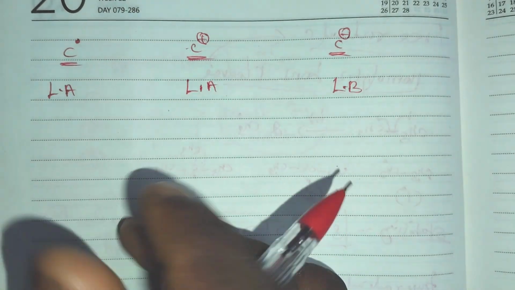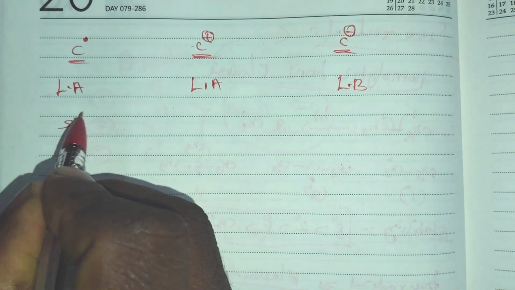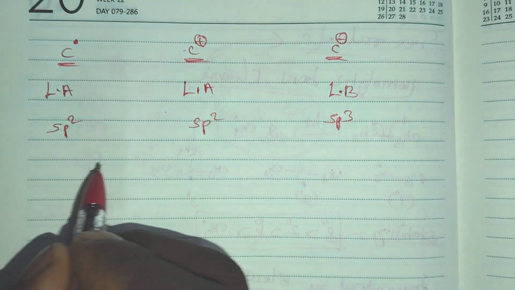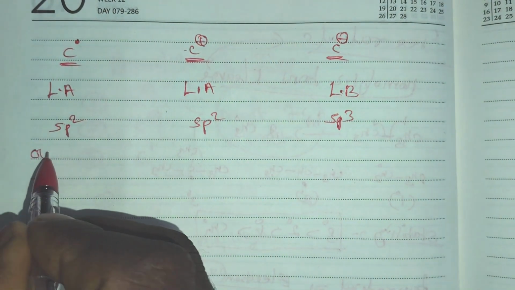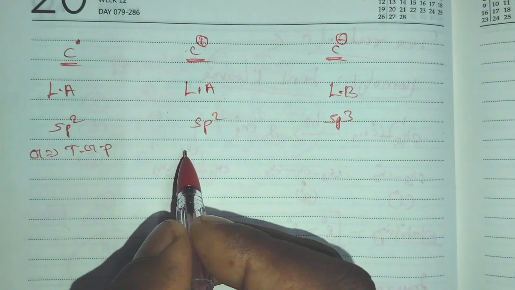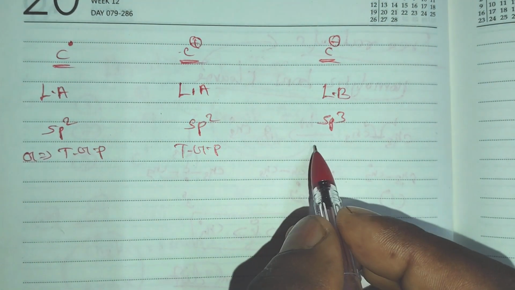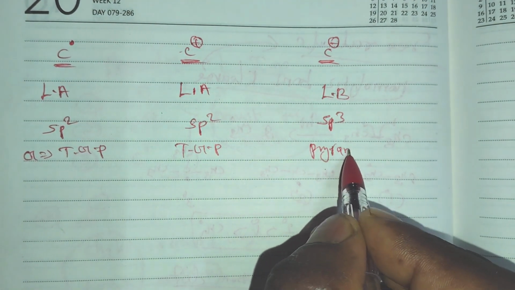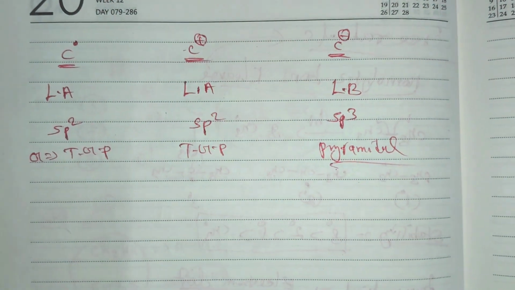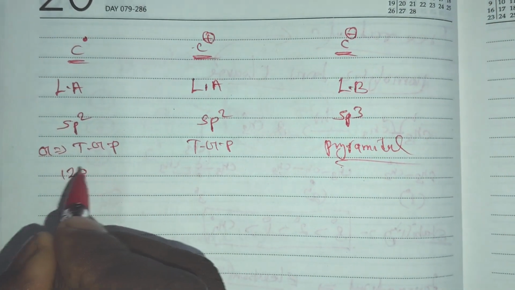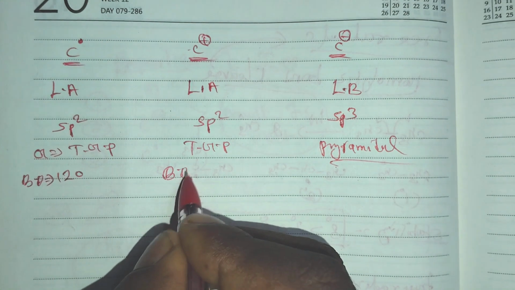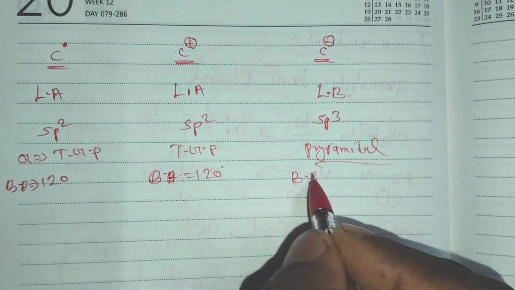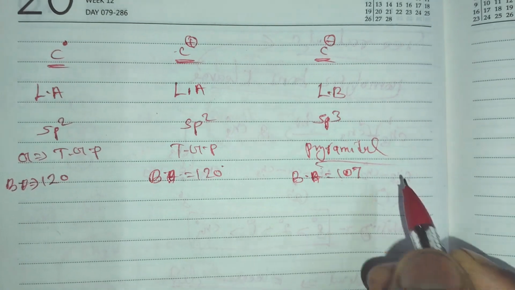Okay, so this is sp2 hybridization, this is also sp2 hybridization, and here there is sp3 hybridization. So sp2 means the geometry is trigonal planar, here also trigonal planar geometry. Here there is a pyramidal shape, similar to ammonia. The bond angle is 120 degrees here, this bond angle is also 120 degrees, and for the pyramidal shape the bond angle is 107 degrees.